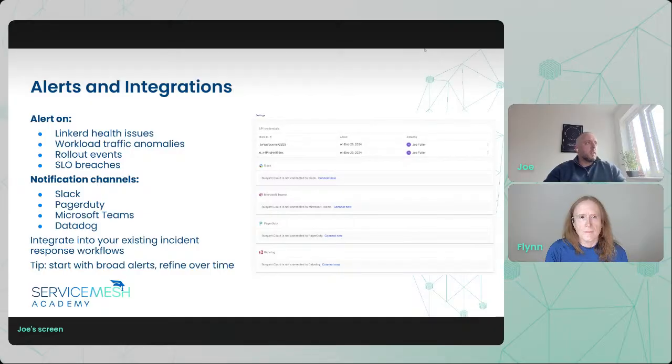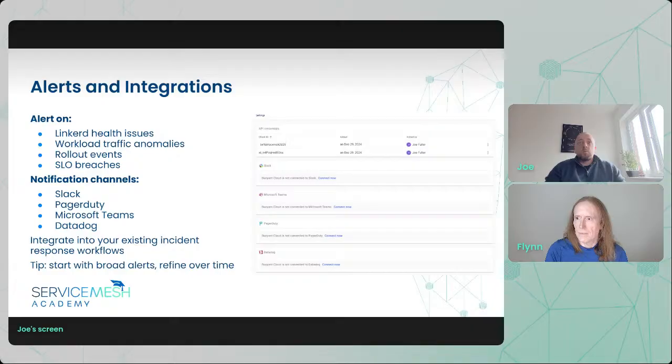Alerts and integrations. Now, this is becoming very apparent to us in the customer success and customer support engineering team at Buoyant, that this alerts functionality is used by a lot of orgs.